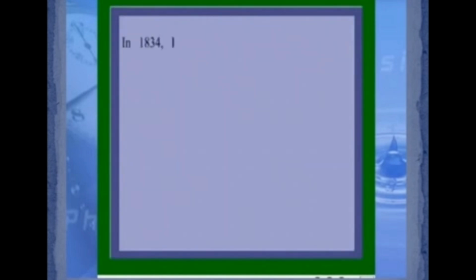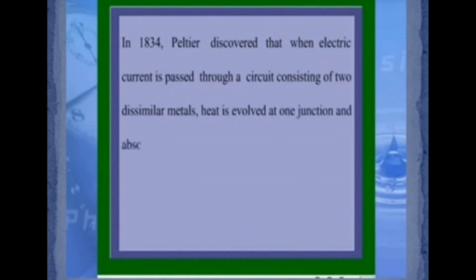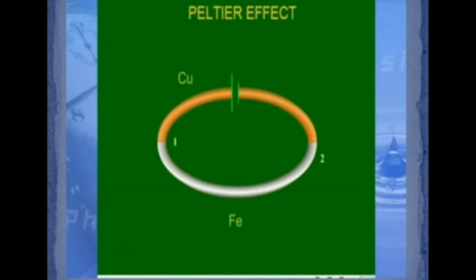Now the Peltier effect. The Peltier effect is the reverse of the Seebeck effect. Peltier discovered that when electric current is passed through a circuit consisting of two dissimilar metals, heat is evolved at one junction and heat is absorbed at the other junction. See here the thermocouple. Now we connect the battery. Initially we placed the two junctions at different temperatures and current was produced. Now we are supplying the current.